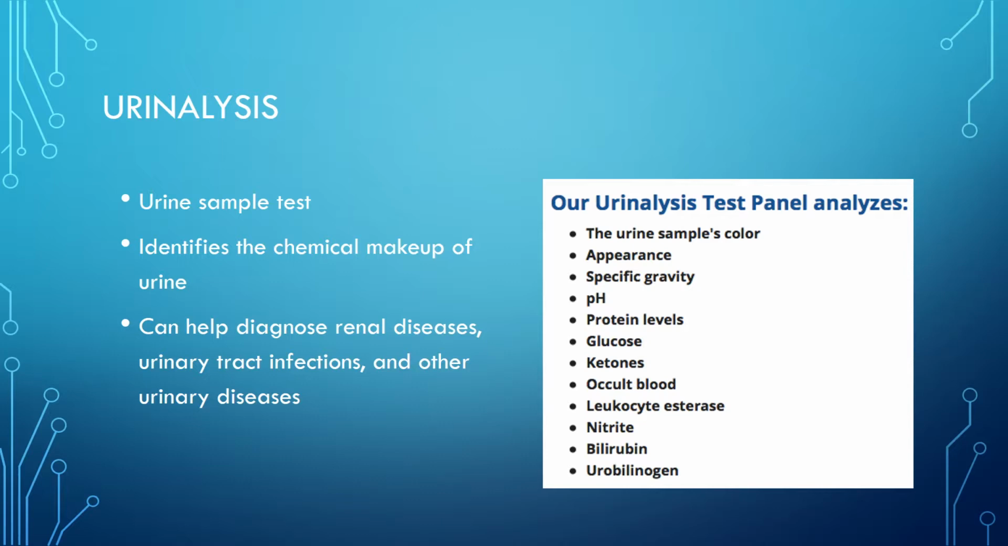The next test a doctor might order is a urine analysis. This is a urine sample test. This test can identify the chemical makeup of your urine, which I have listed in the picture on the right-hand side, and these tests are often administered to diagnose renal diseases, urinary tract infections, and other urinary diseases.